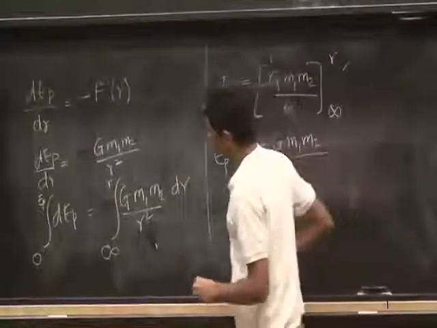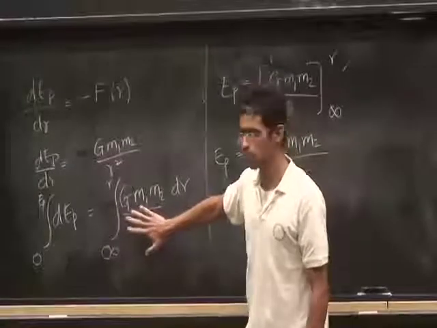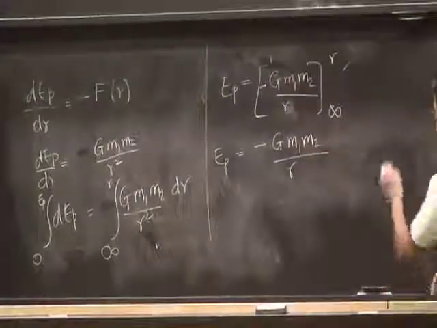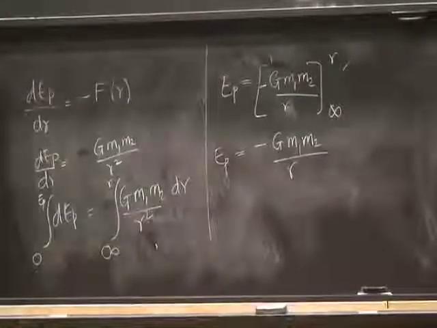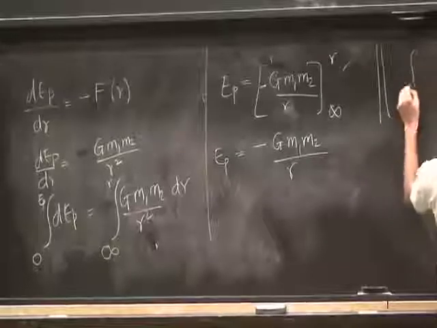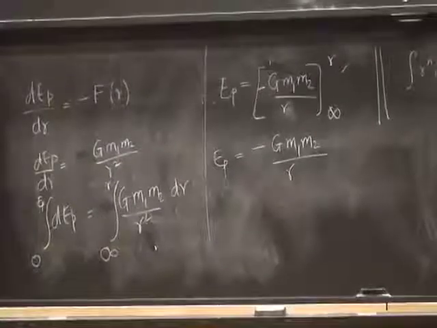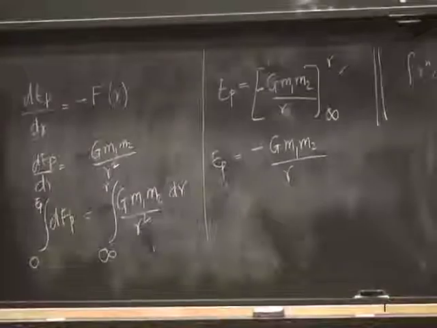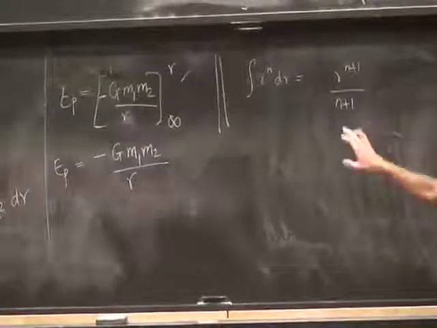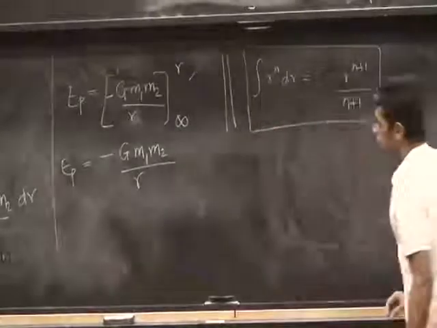Should be positive. So okay, let's see. So you agree with this? So the integral of 1 over r square is negative 1 over r. So the negative stays, I think. Am I doing something wrong? So the integral of r^n dr is r^(n+1) over n plus 1. So minus 1 over r. Okay, so that's the potential.